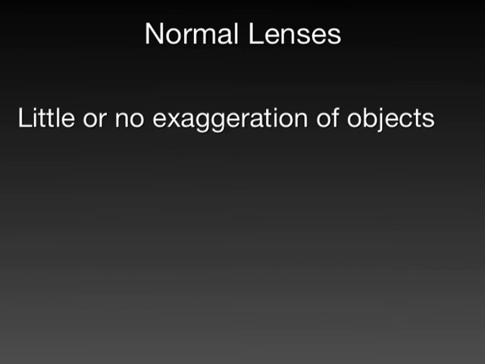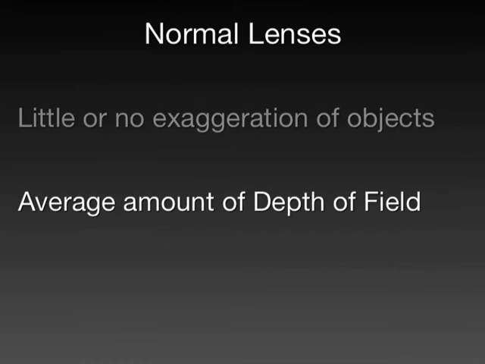So normal lenses fall directly in the middle of wide and telephoto lenses. They have little or no exaggeration of foreground objects, and this means you get a more natural size relationship between the two. And they produce about an average amount of depth of field.